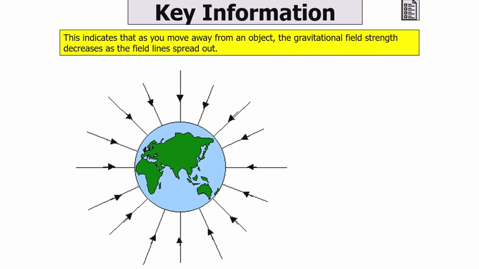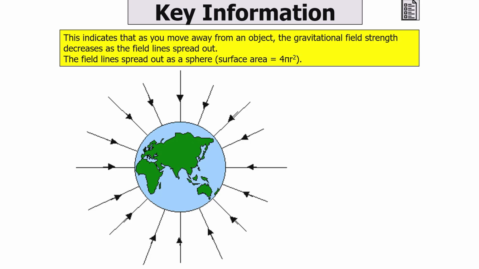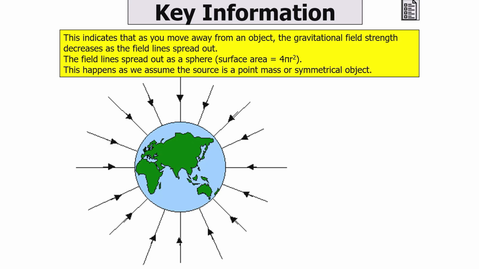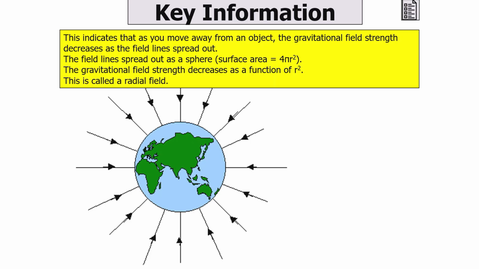This indicates that as you move away from an object, the gravitational field strength decreases as the field lines spread out. The field lines spread out as a sphere, which has a surface area of 4πr². Now this happens as we assume the source is a point mass or a symmetrical object. So we know in this case the gravitational field strength decreases as a function of r², which is what we call a radial field.